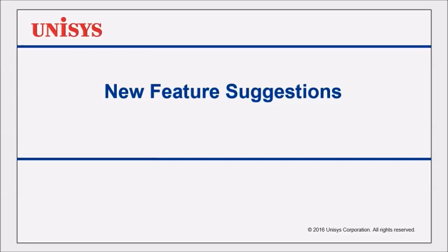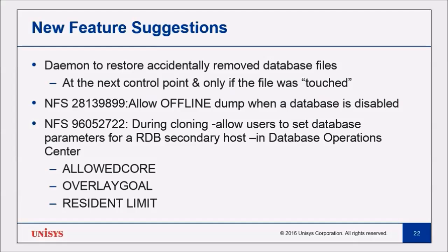Some new feature suggestions have been implemented. Introduction of a daemon to restore touched and removed database files. This happens at the next control point and only for those files which were touched. Allow offline dump when a database is disabled is another feature. The third feature is, during cloning, allow the user to set database parameters for a secondary RDB secondary host in Database Operations Center.